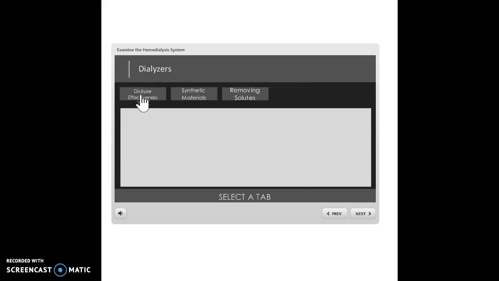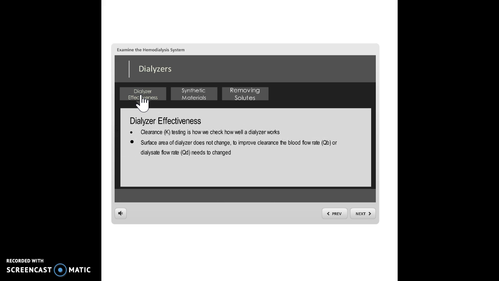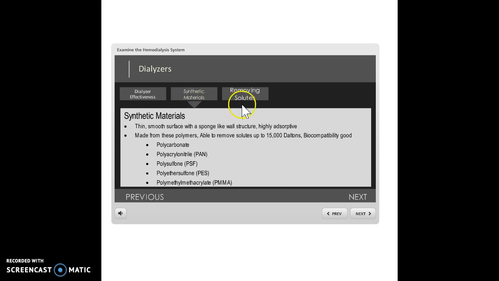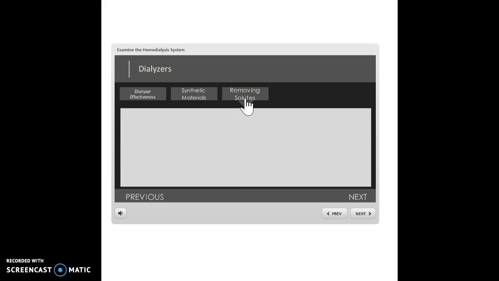Here we go with effectiveness, same type of thing as clearance. This is a blood test that we actually do to check how well the dialyzer works. It will depend on the surface area, also how fast the blood flow is going and how fast the dialysate is going. These are the different types of synthetic materials that the dialyzers are made out of.